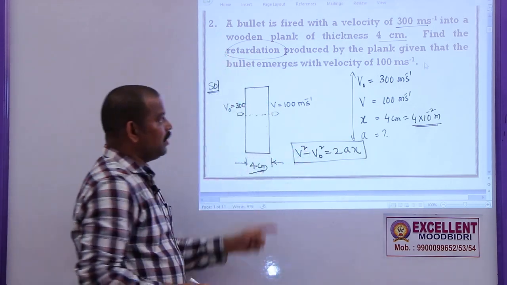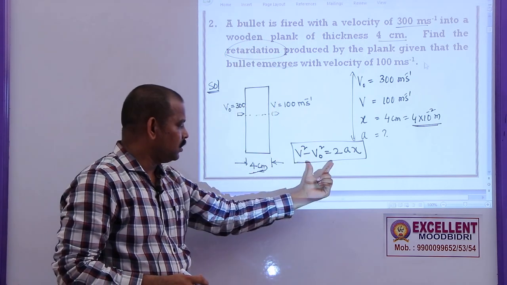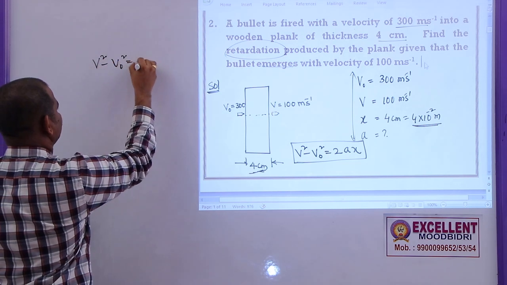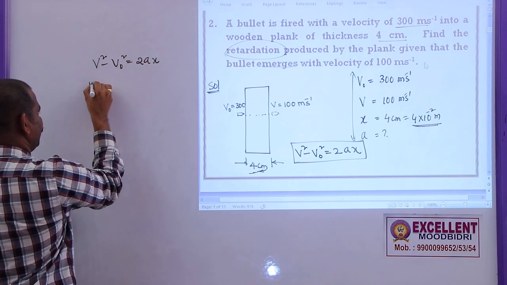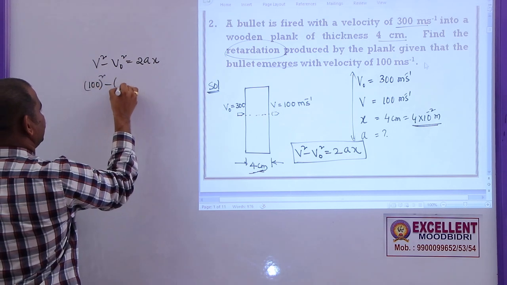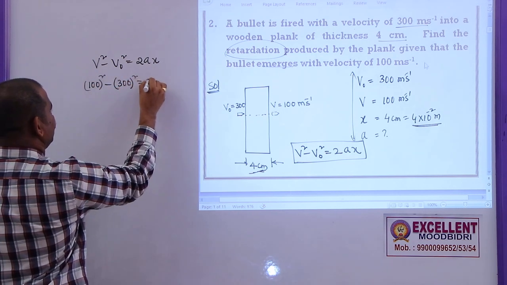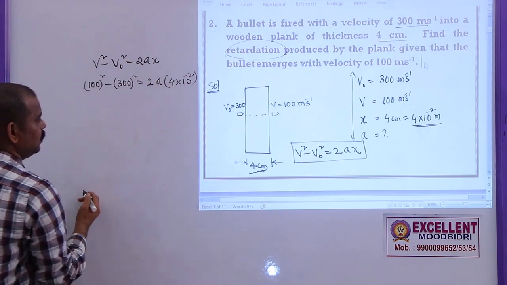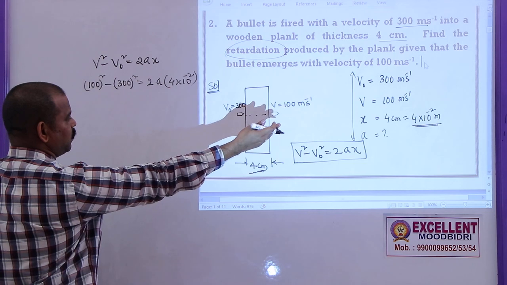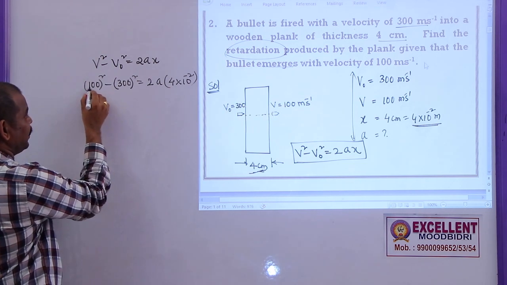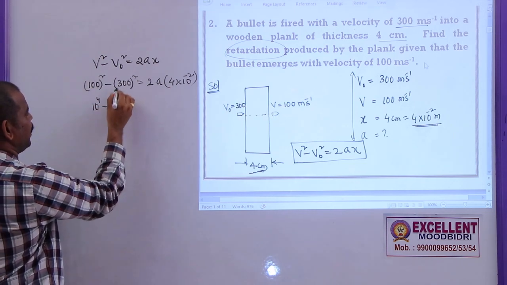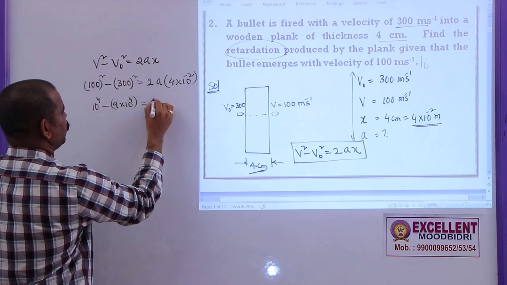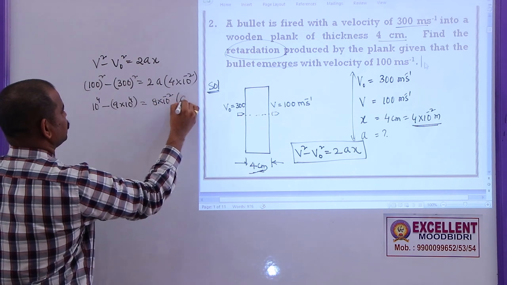I am telling once again, never solve a numerical problem without writing the relevant formula. So, now v square minus v0 square is equal to 2ax. The final velocity is 100 square, the initial velocity is 300 square, and this is 2a into 4 centimeter. 4 centimeter can be written as 4 into 10 power minus 2 meters. So, this is 10 square whole square, that is 10 power 4, minus 3 square is 9 into 10 power 4, which is equal to 2 into 4, that is 8 into 10 power minus 2 into a.